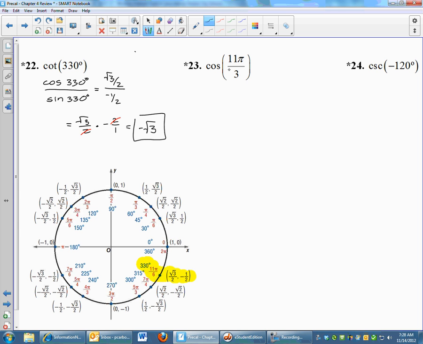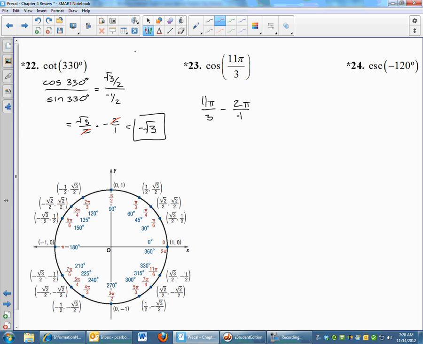Okay, number 23, the cosine of 11 pi over 3. I've got a little bit mean here because if you look at the unit circle, there is no 11 pi over 3, which means we've got to do something. The largest our unit circle gets, if you look at our radians here, is 2 pi, and 11 over 3 is more than 2. So what we have to do is fix this. I'm going to take my 11 pi over 3 and subtract the whole circle. This is going back to that coterminal thing.